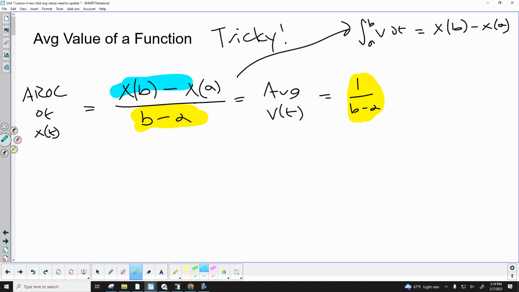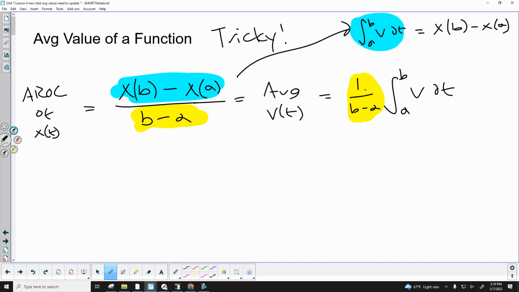Now I'm going to take this x of b minus x of a and replace it with an integral. And what we have is just another way of writing this. Cool? So an average velocity is an area under a velocity times 1 over b minus a. Now this is something that is kind of confusing to students, but let me try to make sense of it. What do you guys know about averages? If I ask you to find the average of something, you were probably thinking add all the numbers up and divide it by the amount of numbers, right?